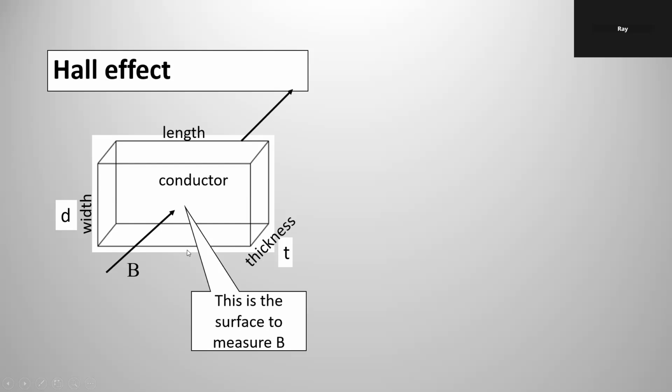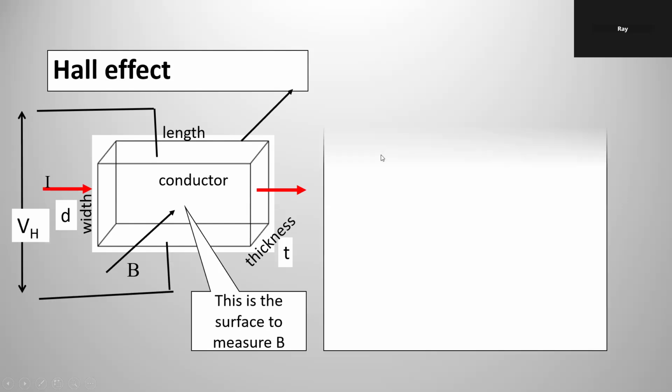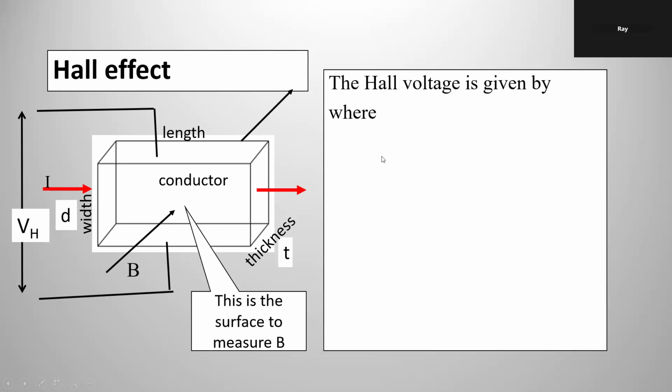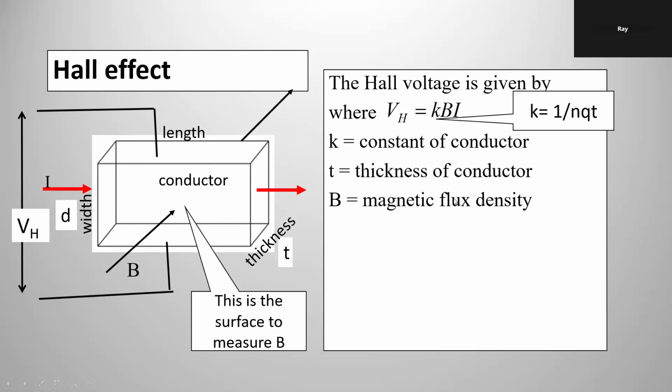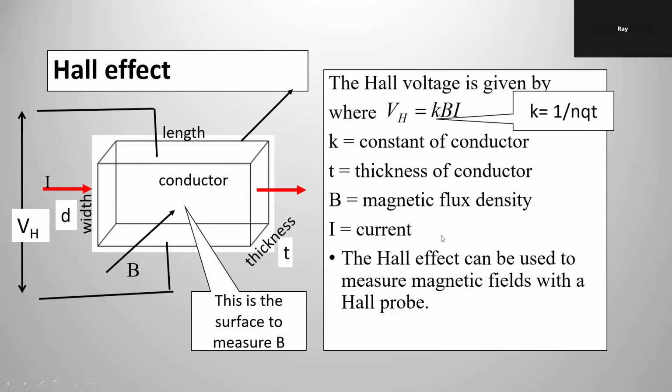This is a surface. This is a surface to measure B. That is a surface. That's the direction of current. Current is the length. And that is where the Hall voltage should be. K is a constant, K is 1 over nQt. d is the thickness, B is the magnetic flux density, I is the current. Hall effect can be used to measure magnetic field with a Hall probe.